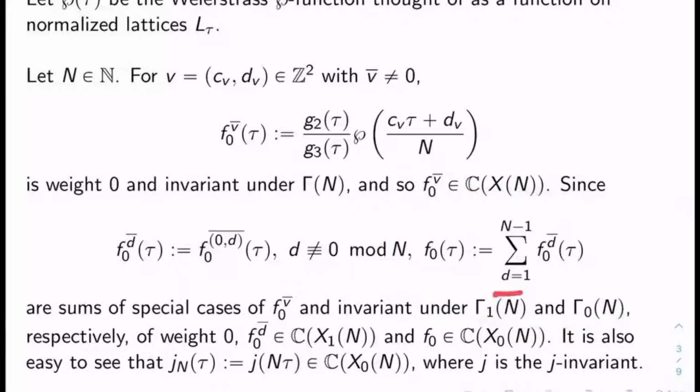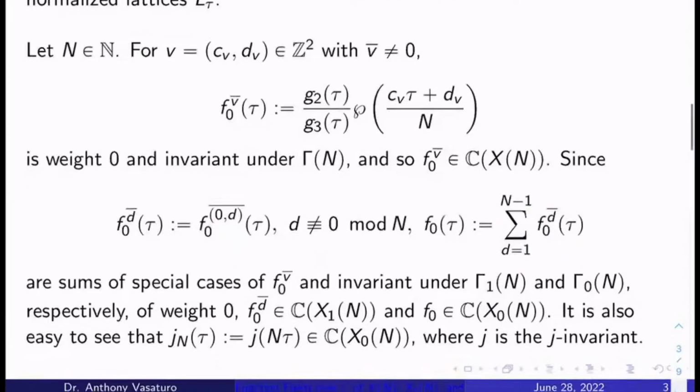That's just the sum from b equals 1 to n minus 1 of f d bar 0 of tau. Now, both of these are sums of special cases of the f v bar sub zeros, of course. The first is invariant under gamma 1 of n, and the second is invariant under gamma 0 of n, and they're both of weight 0. As I just discussed, that means the first lives in the complex function field of x sub 1 of n, and the second lives in the complex function field of x sub 0 of n.